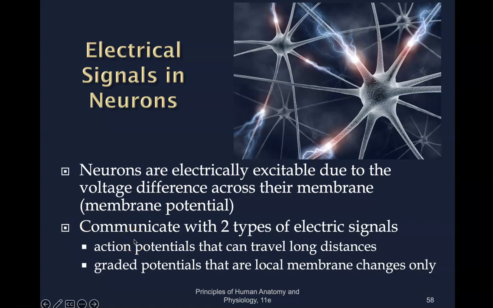And then in the second part of the lecture, we're going to talk about how they actually communicate with these electrical signals. There are two types of electrical signals that we'll talk about in that next lecture: action potentials that travel long distances, and graded potentials that travel shorter distances. So this lecture is just going to focus on the first part.